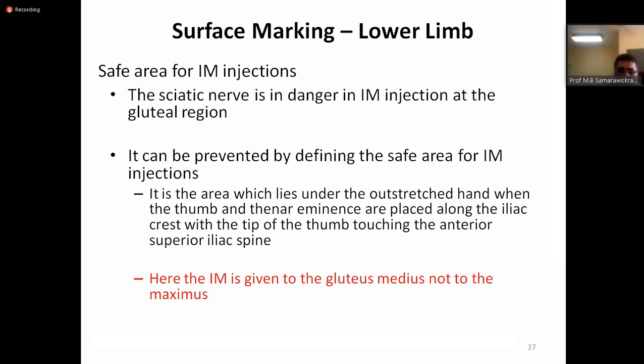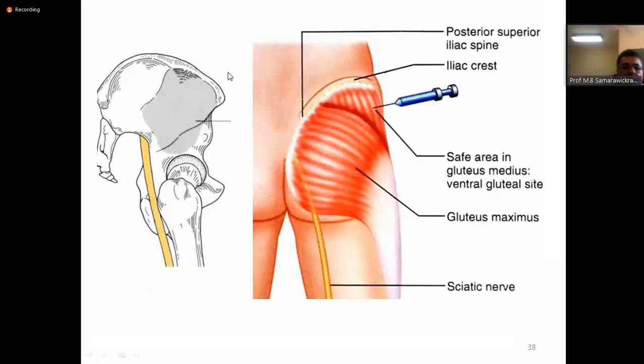So it is the area which lies under the outstretched hand when the thumb and thenar eminence are placed along the iliac crest, with the tip of the thumb touching the anterior superior iliac spine. When you take that, this is the safe area. In a living person, it is this area, right? So you give the injection not to the gluteus maximus but to the gluteus medius.